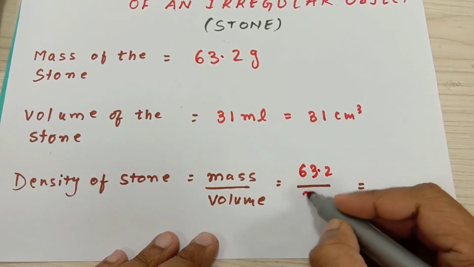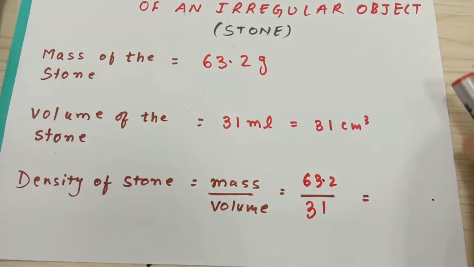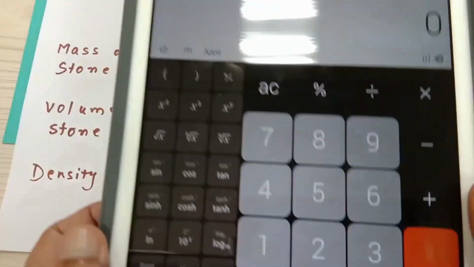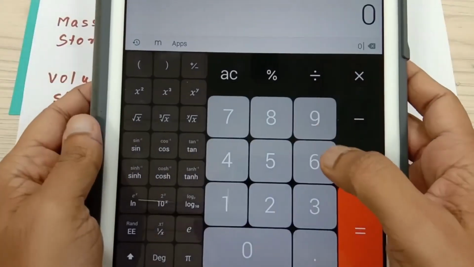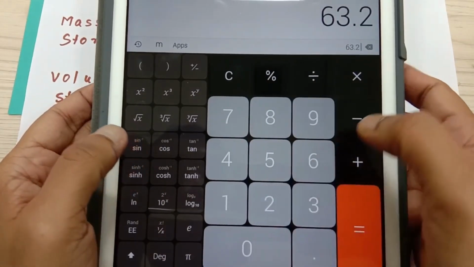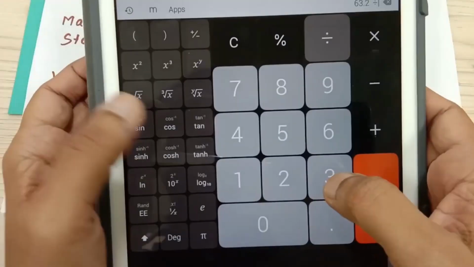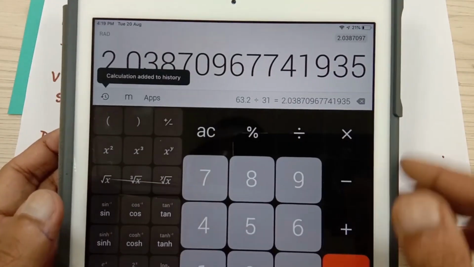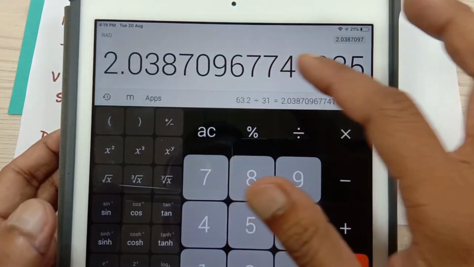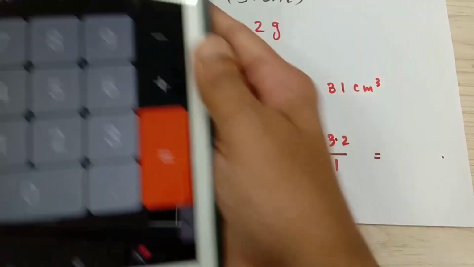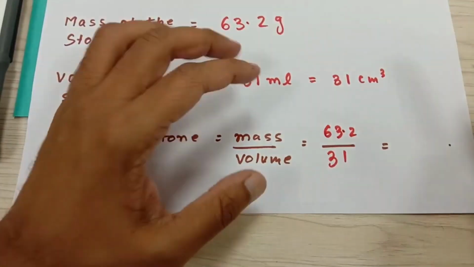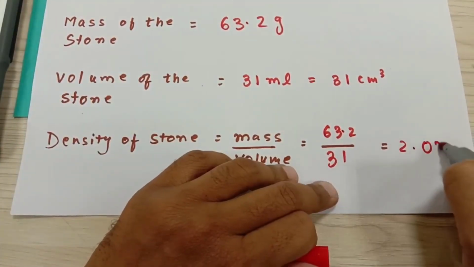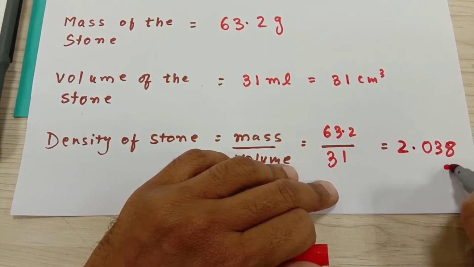63.2 divided by volume, which is 31. So let me calculate it. 63.2 divided by 31. The answer is 2.038. So that means the density of the stone is 2.038 grams per centimeter cube. This completes today's session for the chapter.